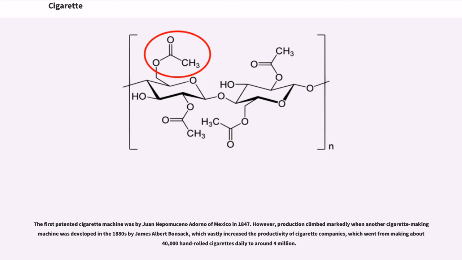However, production climbed markedly when another cigarette-making machine was developed in the 1880s by James Albert Bonsack, which vastly increased the productivity of cigarette companies, which went from making about 40,000 hand-rolled cigarettes daily to around 4 million.